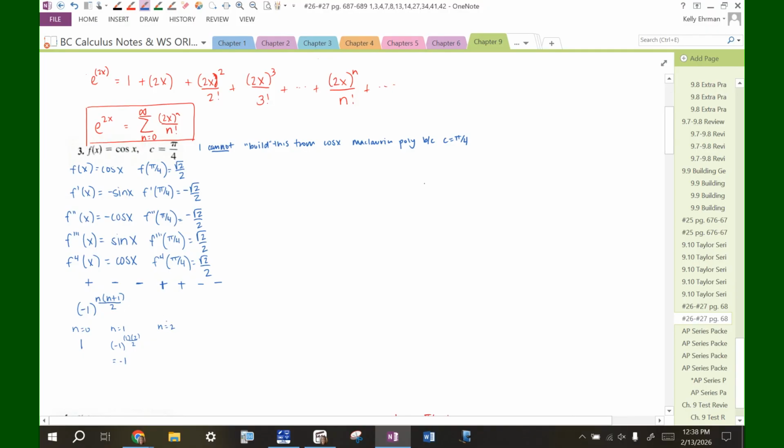Let's check this for n equals 2. You would get negative 1 to the 2 times 3 divided by 2. That's odd again, so negative. Let's make sure I get a positive when I put in 3. Negative 1 to the 3 times 4 over 2. 4 over 2 is 2. 2 times 3 is 6. Negative 1 to the 6th is positive 1. So, yeah, you can do as many terms as you need to convince yourself that this is the pattern, but I think this is going to work.